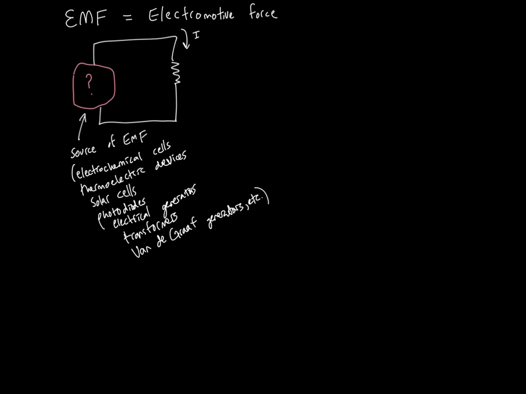Devices that can provide EMF include electrochemical cells, think of batteries, thermoelectric devices, solar cells, photodiodes, electrical generators, transformers, even Van de Graaff generators, etc.